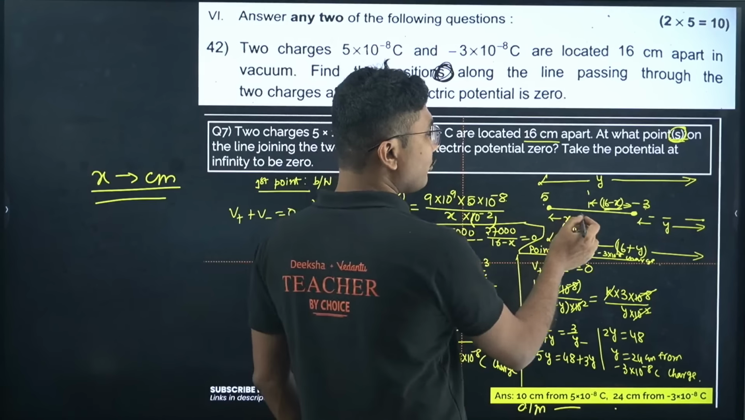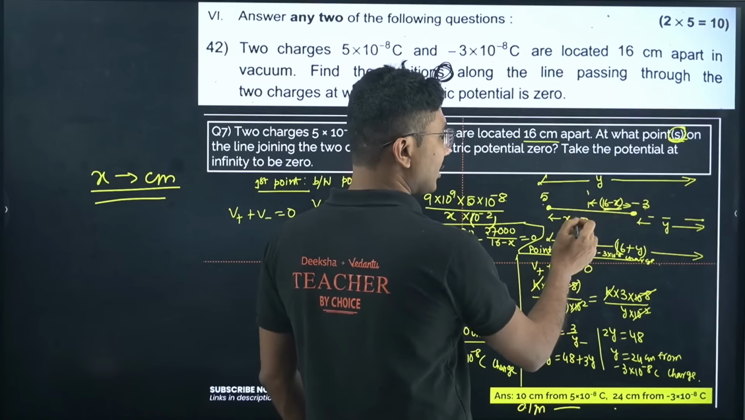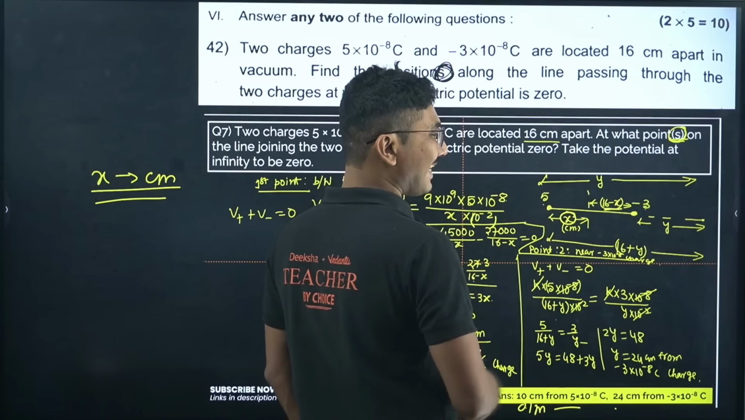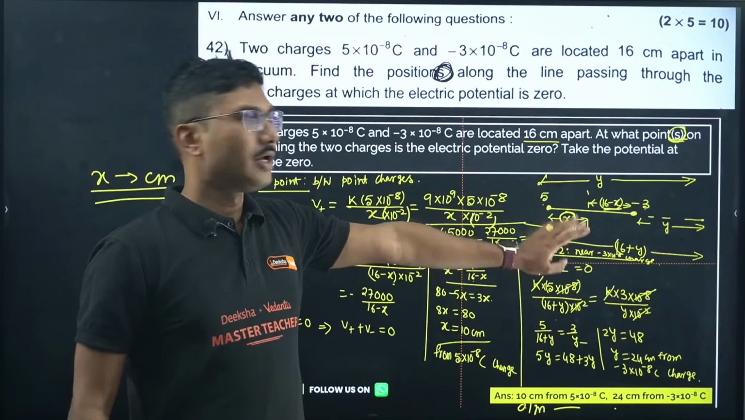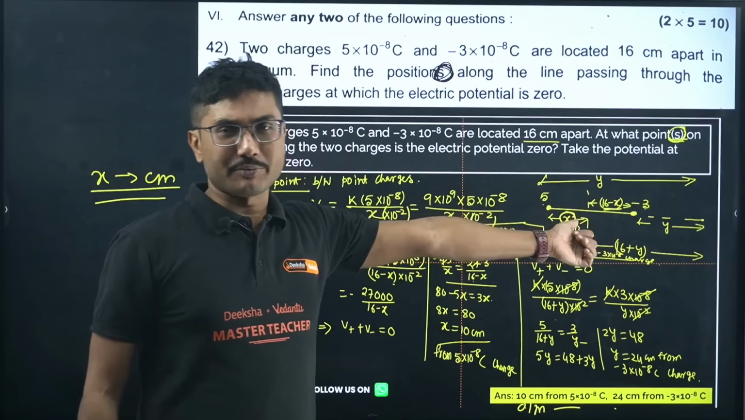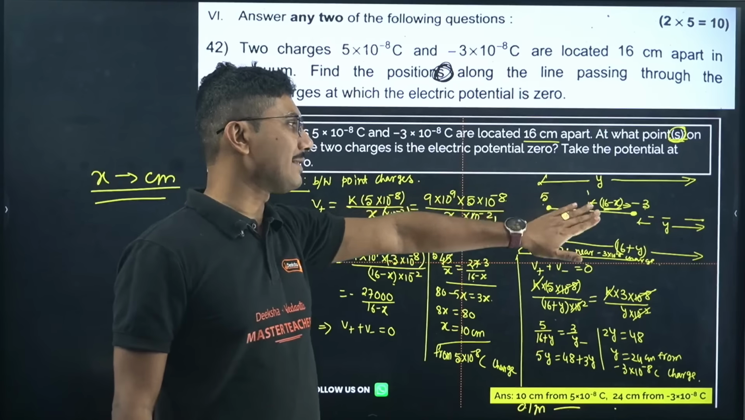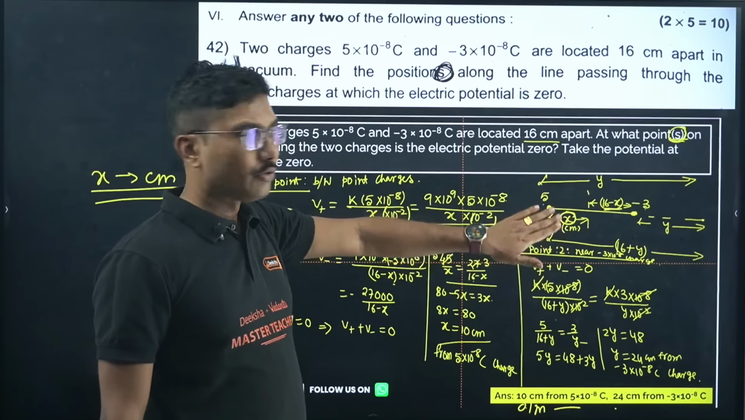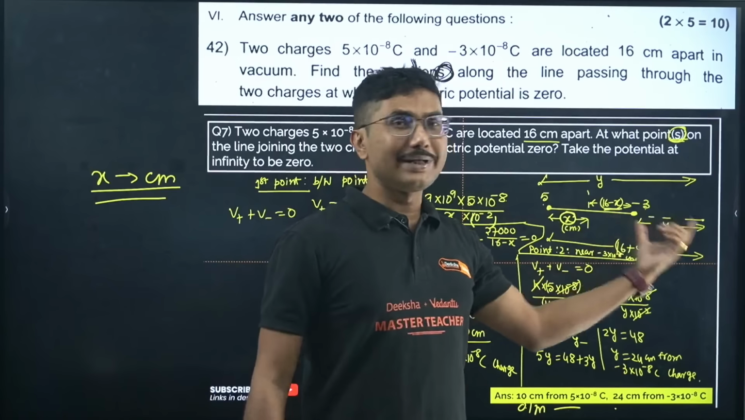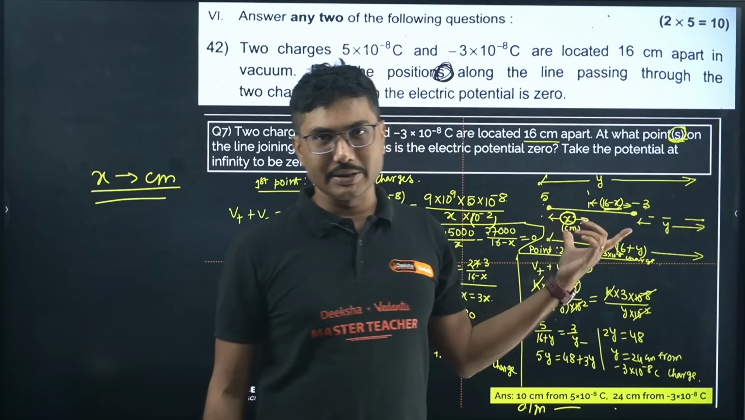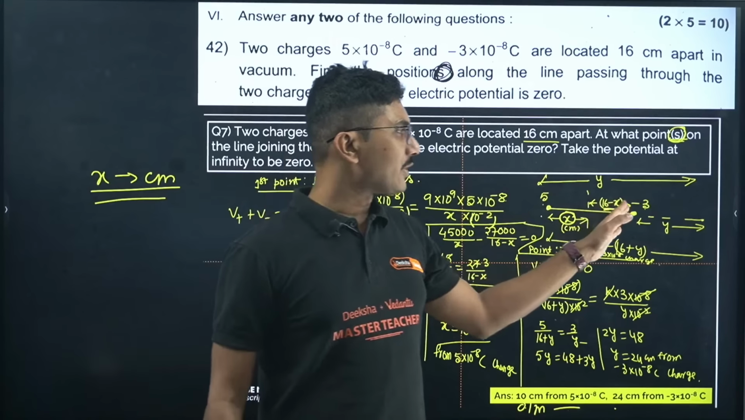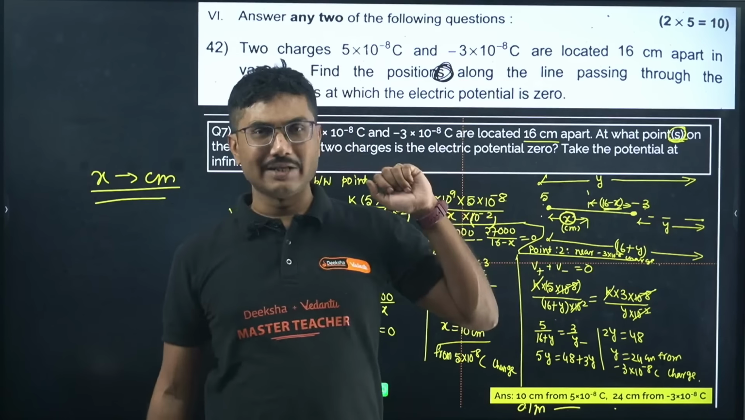You don't need to just do minus. You have to get one position as x, another position as 16 minus x. You have to find x. You don't need to subtract it from 16 minus x. 16 minus x is the distance, x is the distance. And in the other case it is a completely different point where y is the distance and 16 plus y is the distance. As I mentioned, it will be closer to the negative charge.